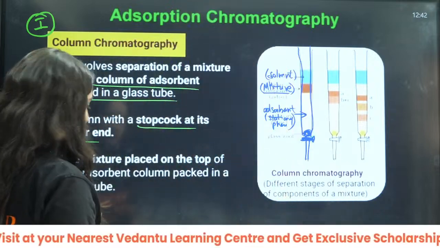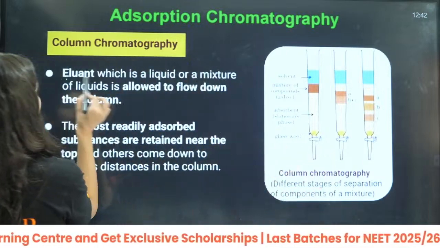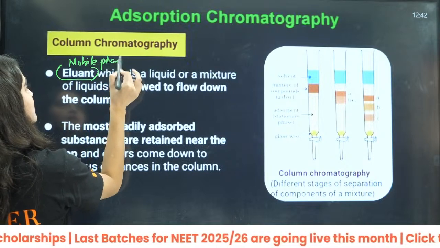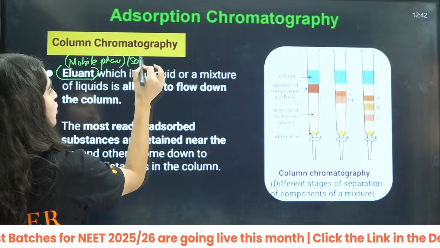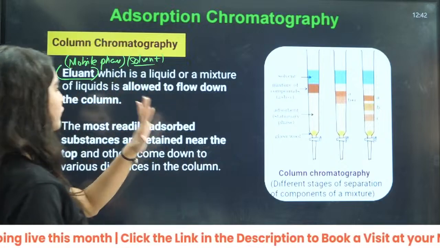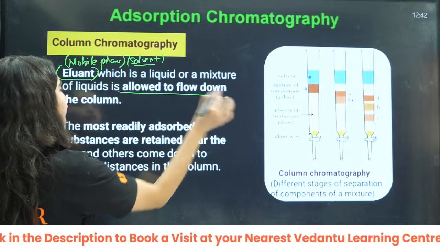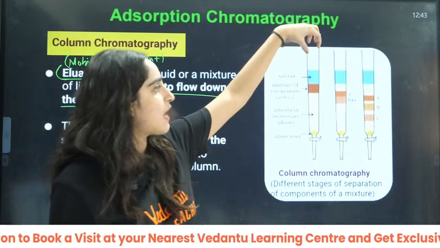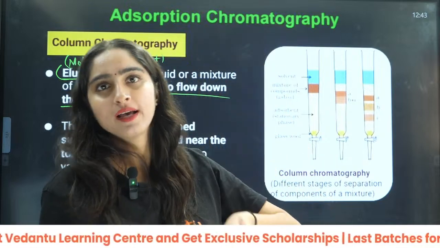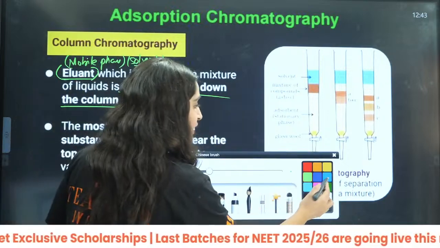Now let us see what will happen. Eluent, beta, I told you, eluent is nothing but mobile phase, or you can say this is your solvent. Different names they have used, just to confuse you. Eluent, which is a liquid or a mixture of liquids, is allowed to flow down the column. Now we have added solvent here. As soon as I add the solvent, the adsorbing powers will change here. It will initiate the process.